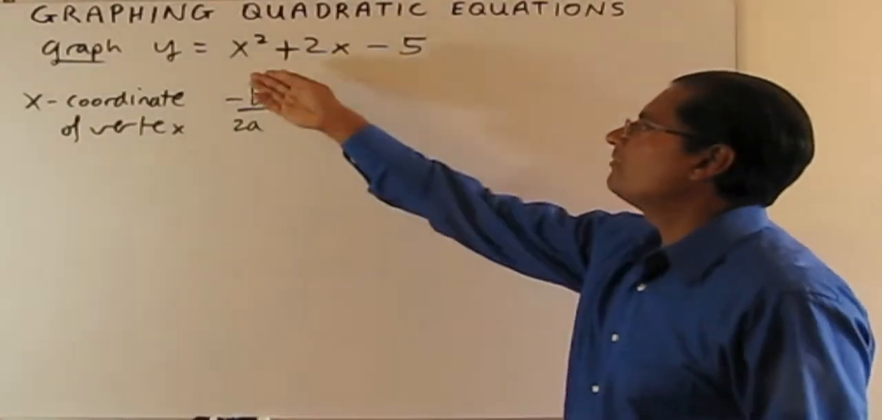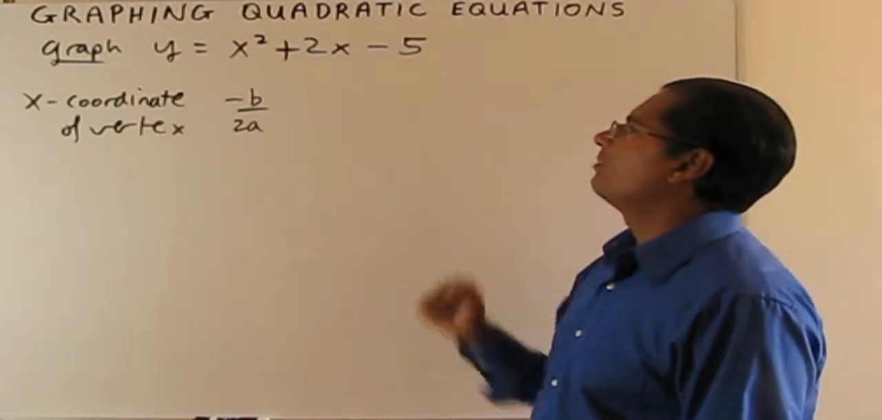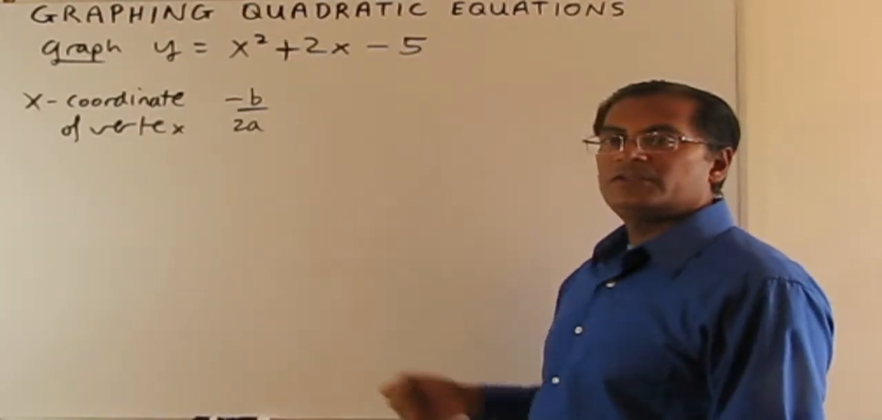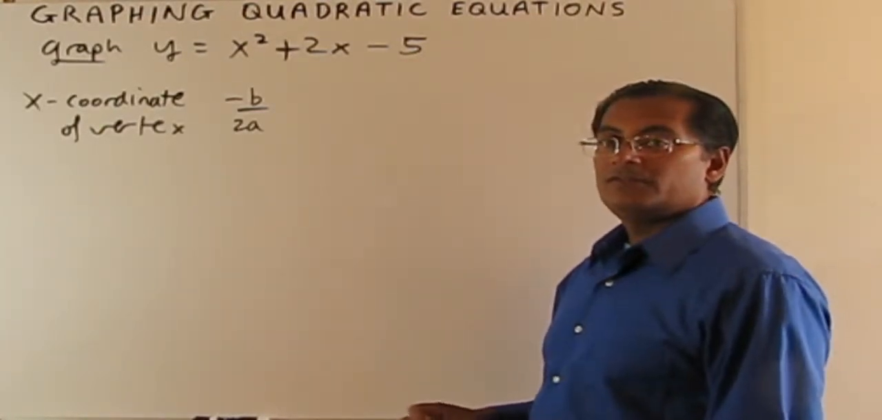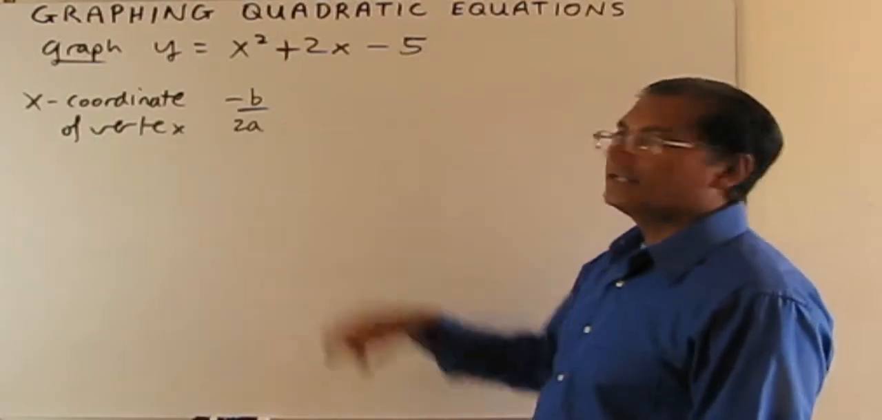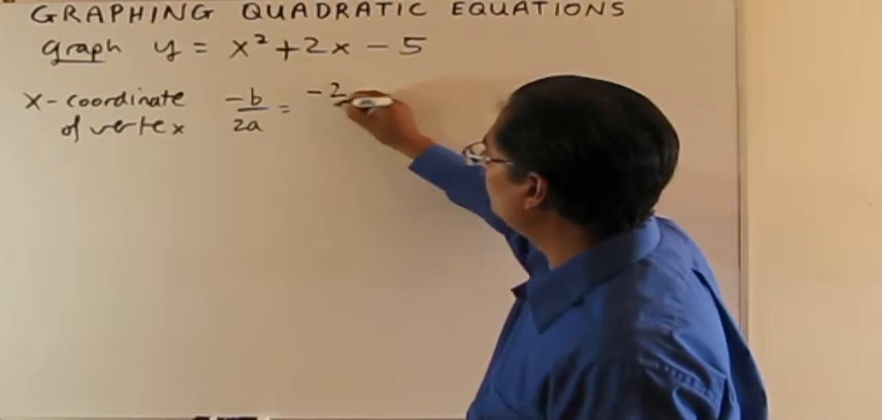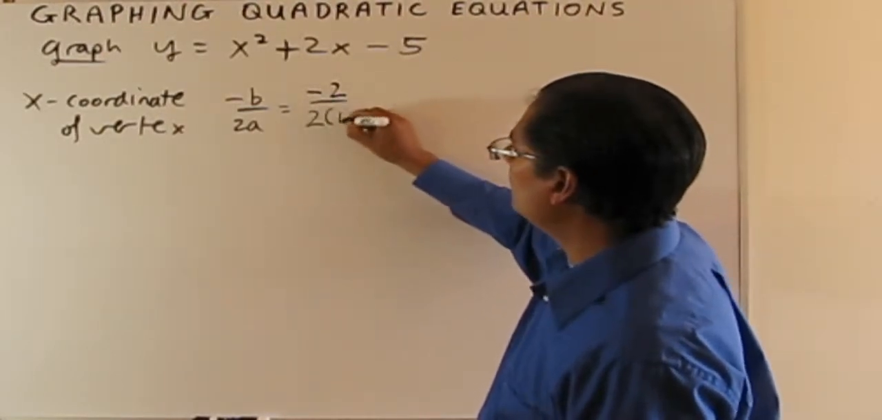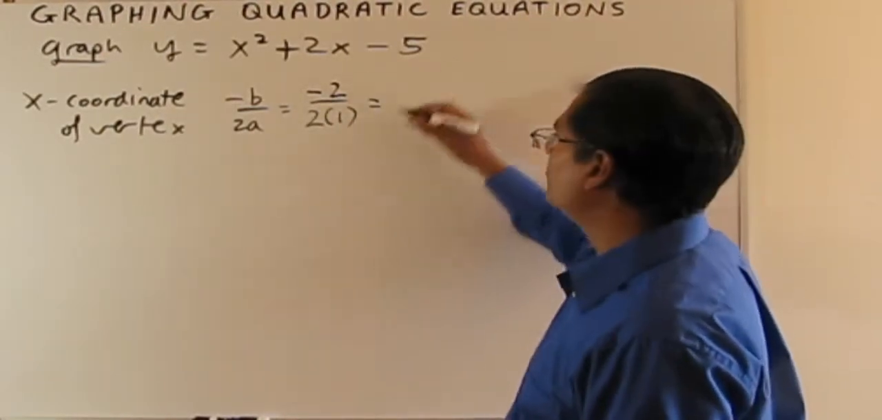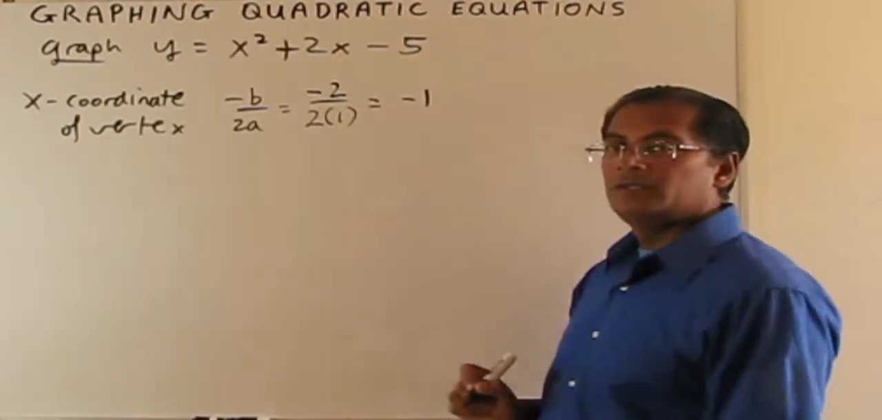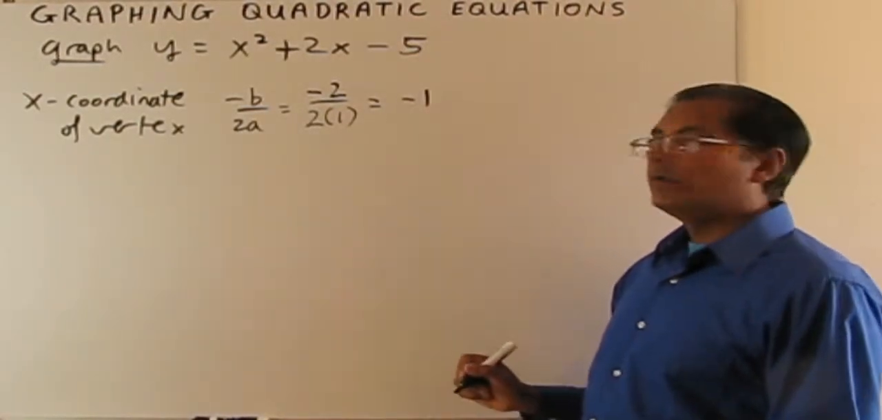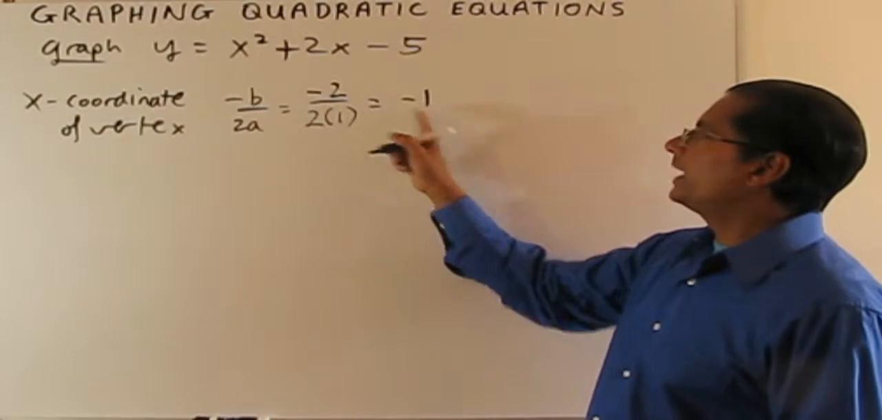So we want to sketch a graph of y equals x squared plus 2x minus 5. The first thing is to find the vertex of this parabola. The vertex is given by negative b over 2a. Negative b over 2a is going to be negative 2 over 2 times 1, which gives you negative 2 over 2, which is negative 1.